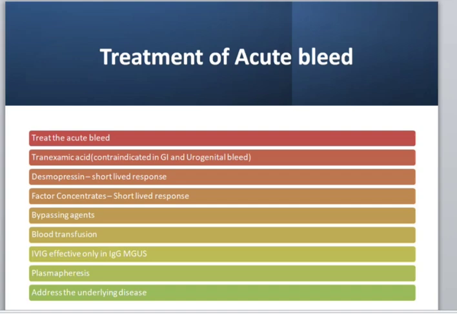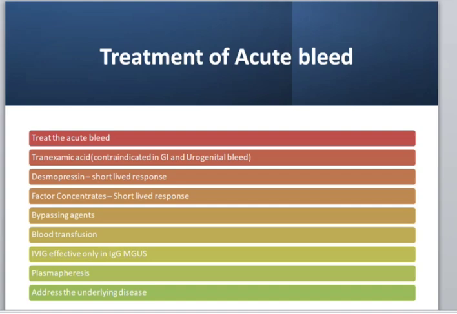Desmopressin usually has a short-lived response, and in acquired von Willebrand disease, you need to give more than 2 or 3 doses, which means this patient is at risk of developing tachyphylaxis. That's why desmopressin is not favored in acquired von Willebrand cases.